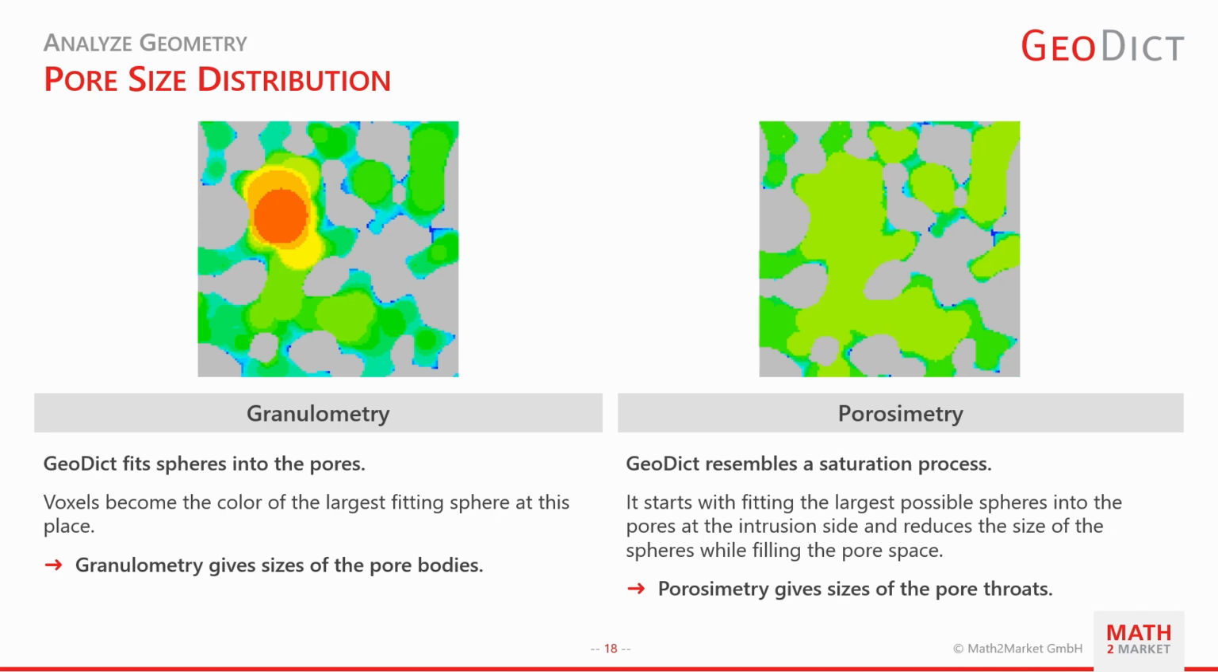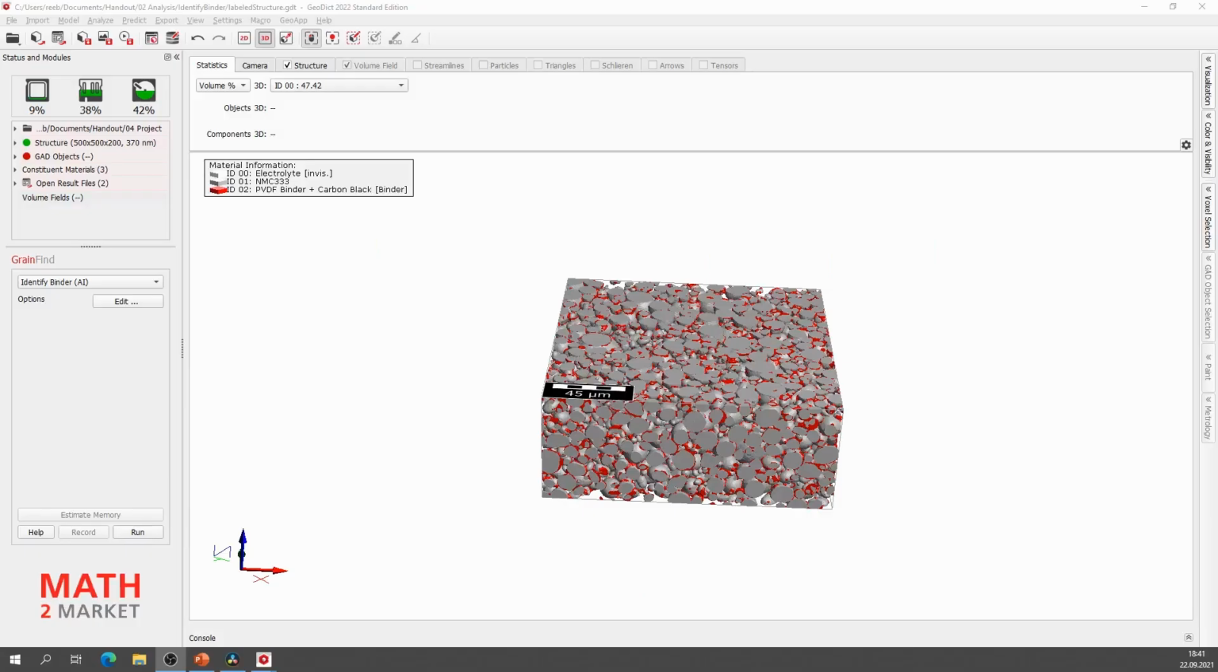imitating the experiment with mercury that you can also do in the lab. Here, the algorithm is fitting the pore with small spheres. So one time we get the real volume of the pore, and the other time we get the results that we can directly compare with the experiment. On the left side, the granulometry is a size that we cannot get in experiments.